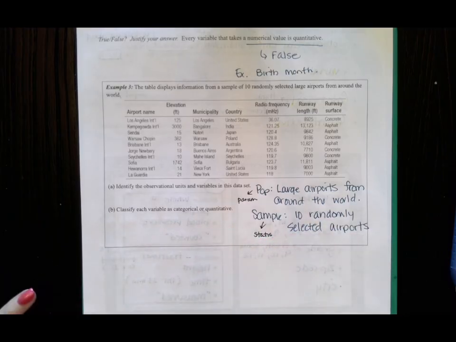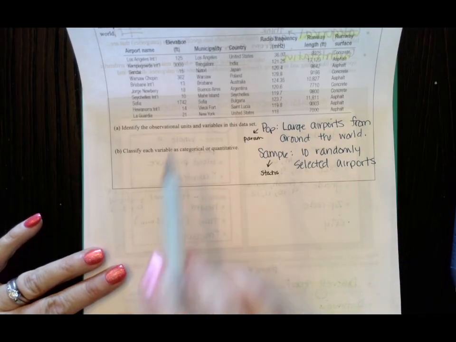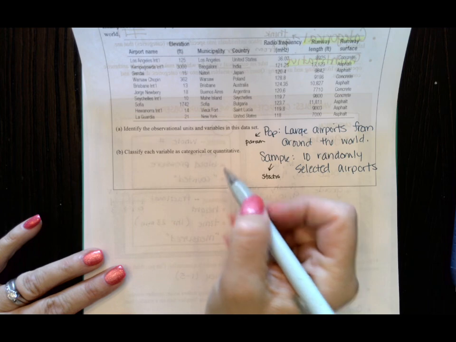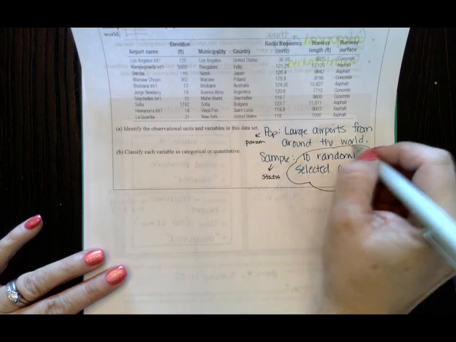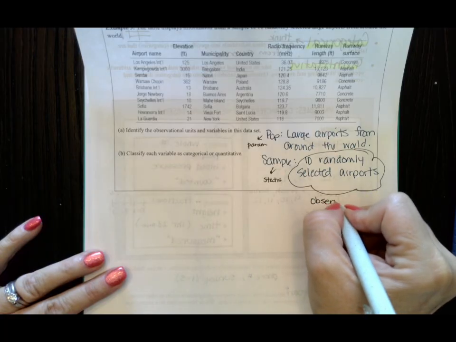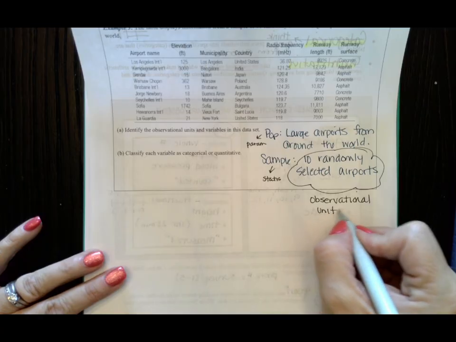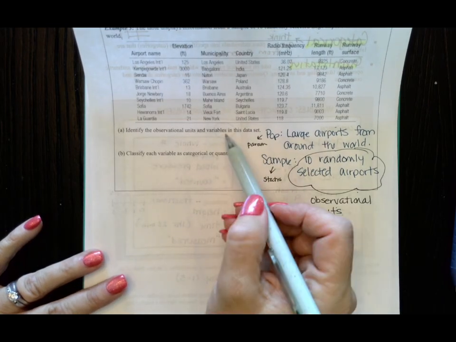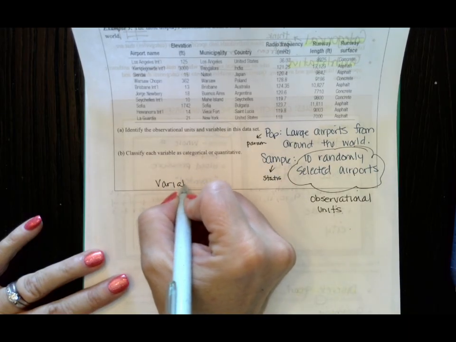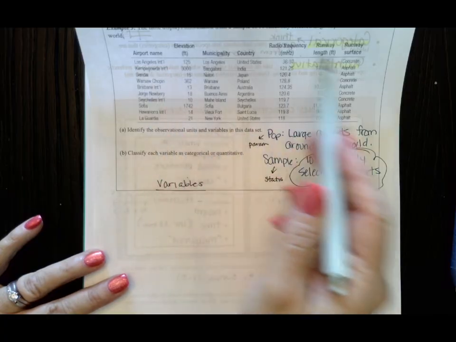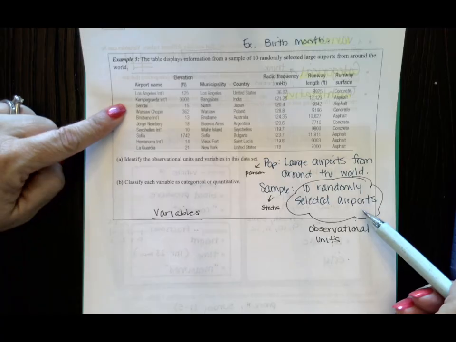Okay. All right, so now let's answer the question. Identify observational units and variables in the set. And so my observational units are right here. They're the 10 randomly selected airports. So these are my observational units. And now I'm going to list all of my variables. So I'm just going to make a list over here, variables. So the airport name is my randomly selected airport. That is my observational unit.